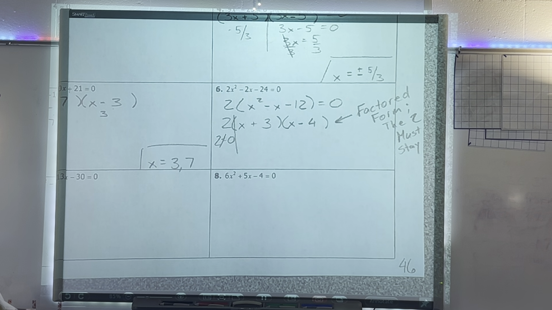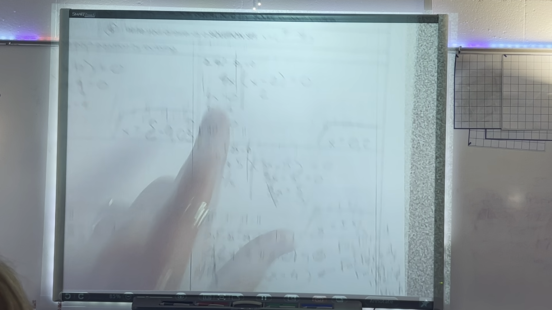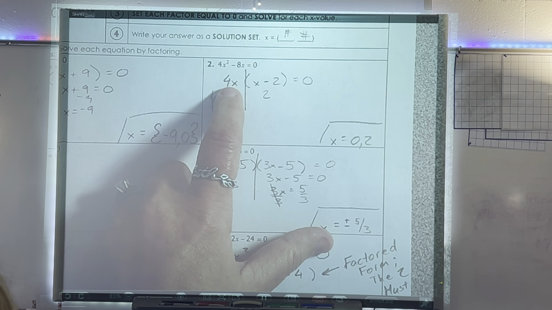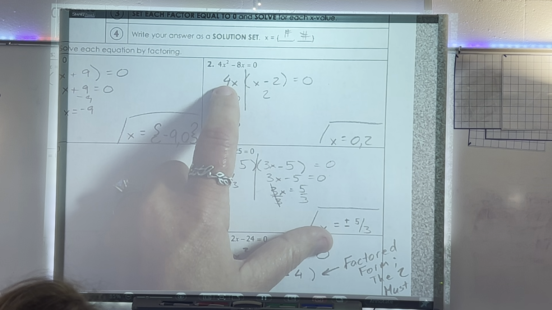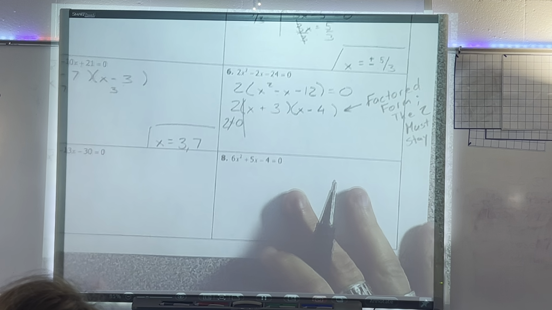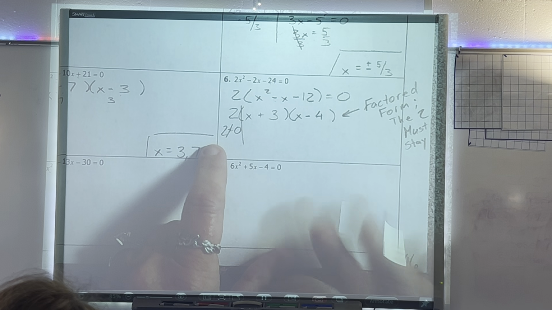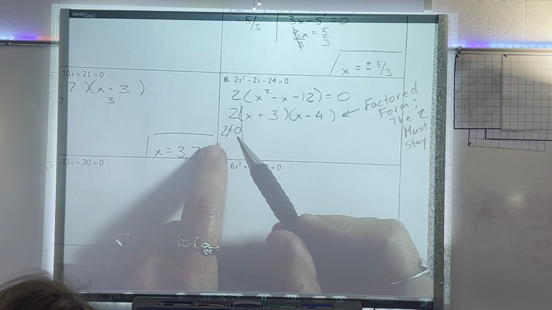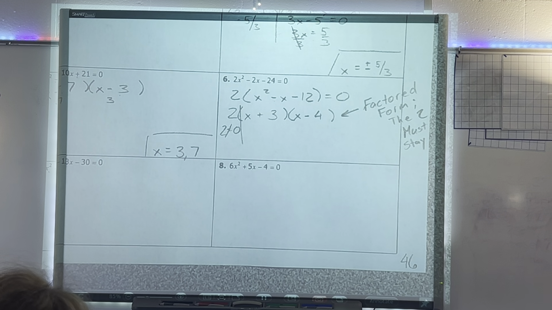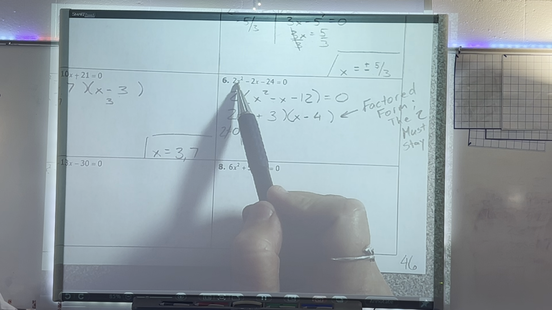So 2 isn't part of my answer for the solution. Does that make sense? Now that's different than out here when I pulled out a 4x in front, because when I set that equal to zero, then x can be zero. But here it's not, because there's no x with it. Y'all okay with the difference in the two of those? So if I had the factored form, the 2 has to be there. But once I start solving, I don't need that 2 anymore, because that 2 really just tells me that the whole thing has a stretch. Y'all know that's what the 2 out front means.